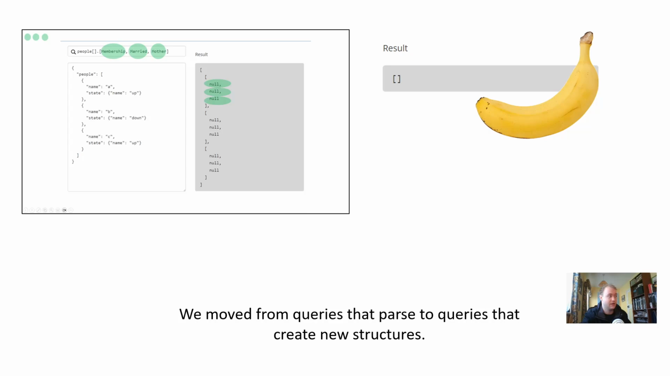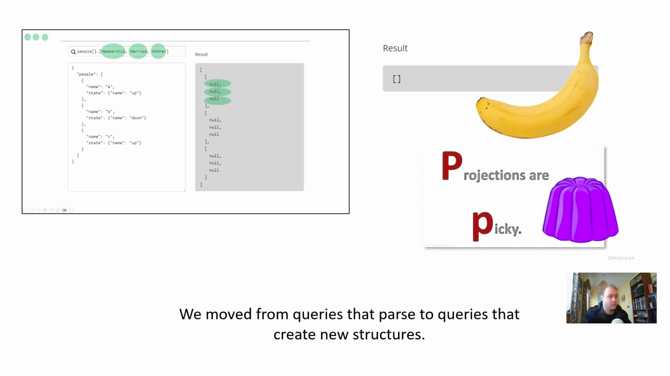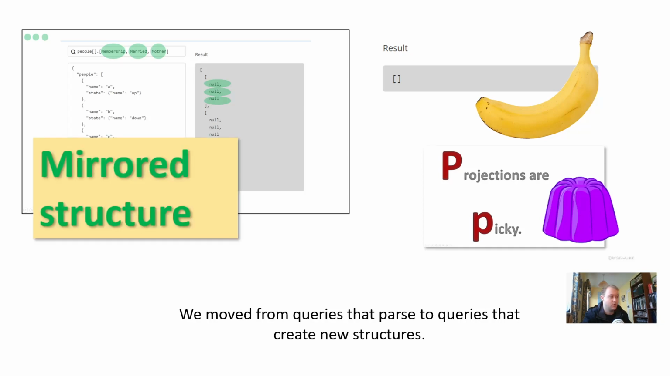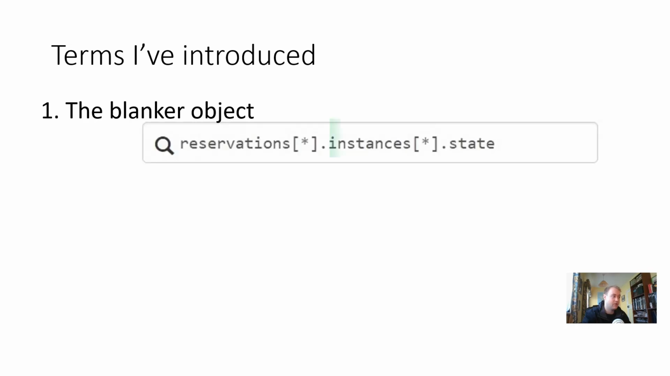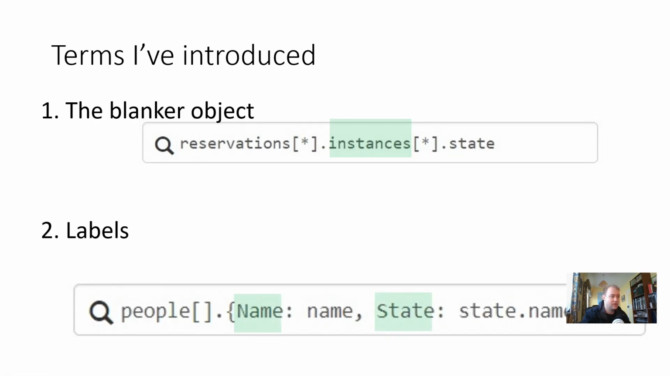We talked about the fact that with a MultiSelect list or a MultiSelect hash, because you're designing the result, you get that structure mirrored. Projections, meanwhile, are picky. There's no mirrored structure. And overall, we've moved from queries that parse to queries that create new structures. And there were some terms that I introduced that are a bit idiosyncratic. The blanker object, there's the blanker object, if we're talking about this being the blanker, this asterisk here. And labels, I called these things labels. Okay.